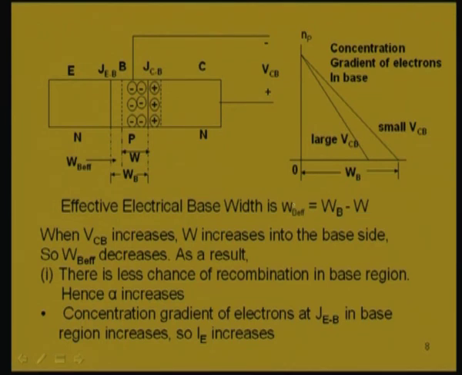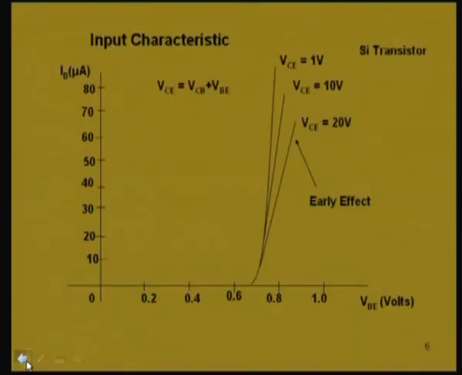That is now reflected in this input characteristic. As we can see, VCE is increasing to the right. If we go on increasing VCE, then this curve or plot will shift to the right, because IB is decreased. So, for a particular VBE, the greater the VCE, the lesser the base current.